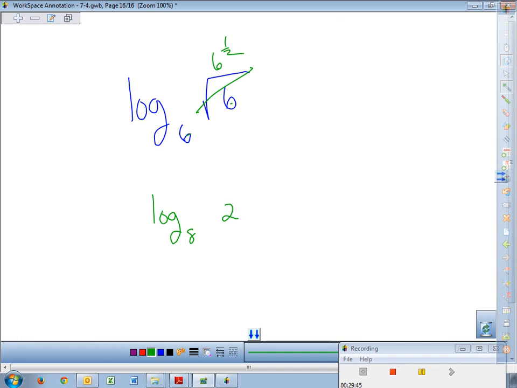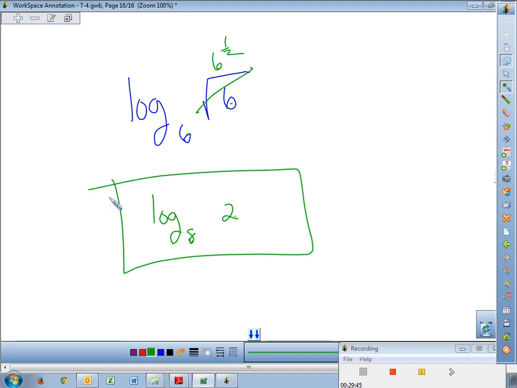8 to what power equals 2? Is this bigger than that? That means you need a fraction, right? You need a root. What root of 8 equals 2? Cube root, right? So how do you write that? 1/3.